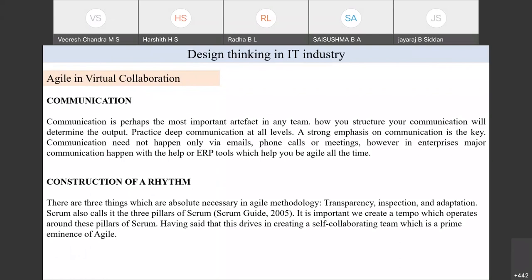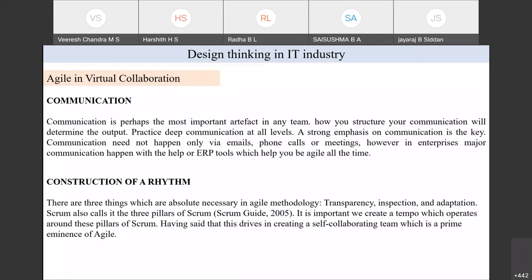Three pillars of Scrum. I told you about the frameworks of agile methodology, and Scrum is also one of the frameworks. The three pillars of Scrum are transparency, inspection, and adaptation. Be transparent, inspect the solutions, and adapt them finally. So it is important that a tempo is created which operates around these pillars of Scrum. This drives in creating a self-collaborating team, which is a prime eminence of agile.